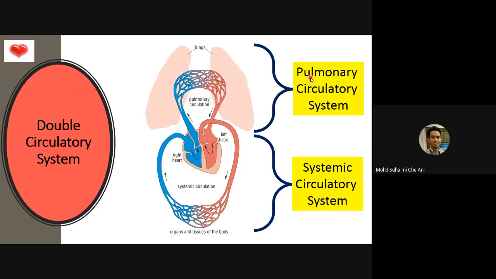Okay, so pulmonary here stands for the lung. That's why this system is known as the pulmonary circulatory system. It connects the lung and the heart, while the systemic circulatory system connects the heart and the body cells. The body cells all throughout the body except for the lung.